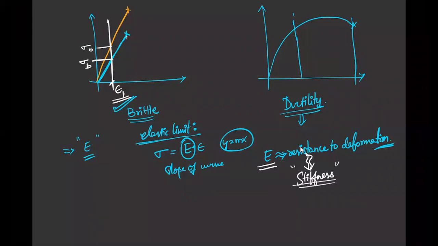Okay, stiffness is coming from here. The resistance to deformation is telling us about the stiffness, how stiff the material is. That means how much resistance the material is providing for deformation, that means for shape change. Okay, that's what it is.